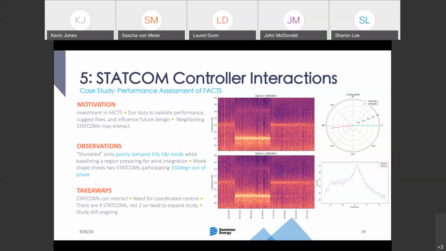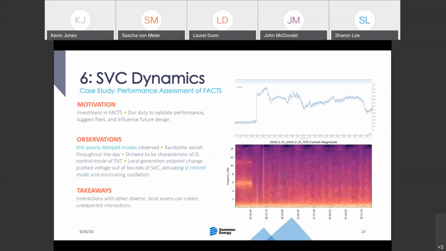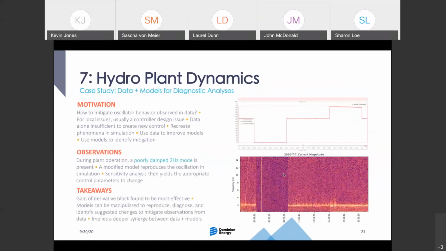But the idea here is that these are not nuisance behaviors. These are behaviors that have to be identified and have to be dealt with. Same thing with our SVCs. For those of you that don't know, SVC is sort of a cousin of the StatCom, but it serves largely the same purpose. We've also been looking at those. Same concepts apply here as well.